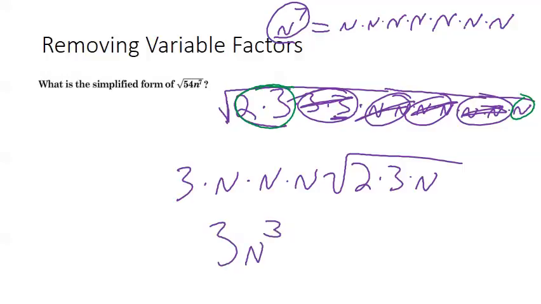Now what's left inside the square root? 2 times 3 is 6, and then we've got a lone n. So the simplified form of square root of 54n to the 7th power is 3 times n cubed, or n to the 3rd power, times the square root of 6n. It's not extremely simple, but it is the most simplified form that 54 times n to the 7th power can take.